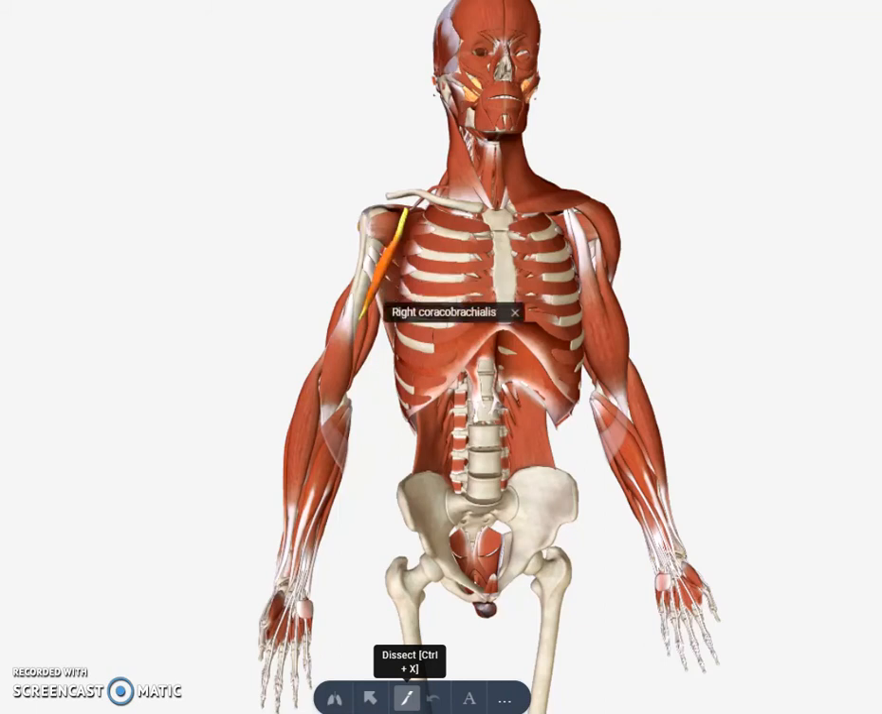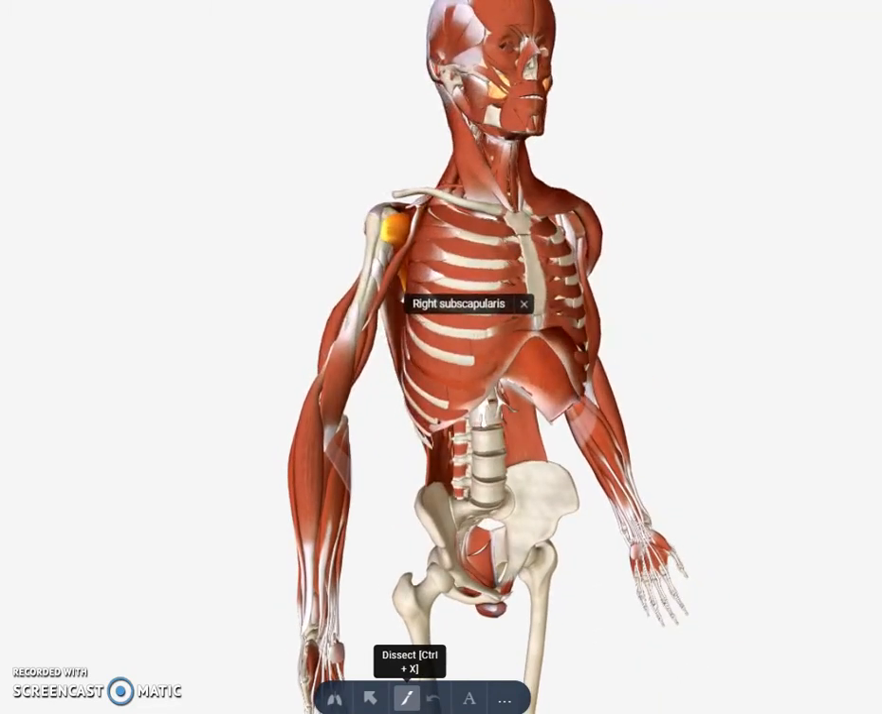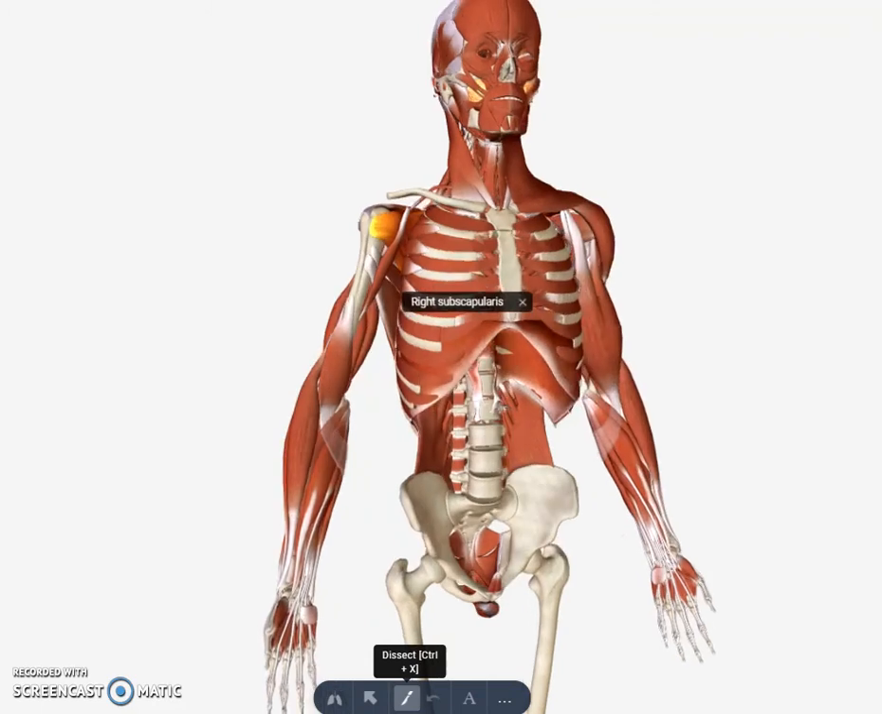This is the coracobrachialis. It flexes and adducts the arm. The origin is the coracoid process, and the insertion is the humerus. This is the subscapularis. It medially rotates the humerus. The origin is the subscapular fossa, and the insertion is the humerus.